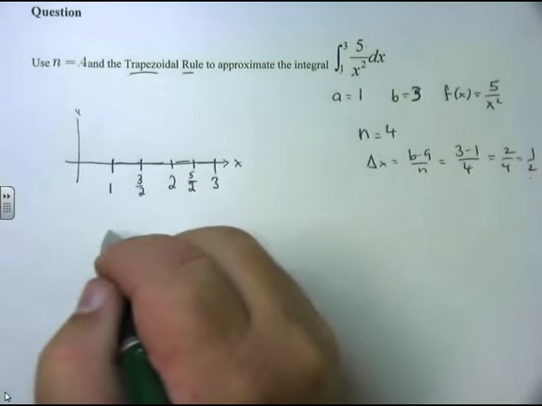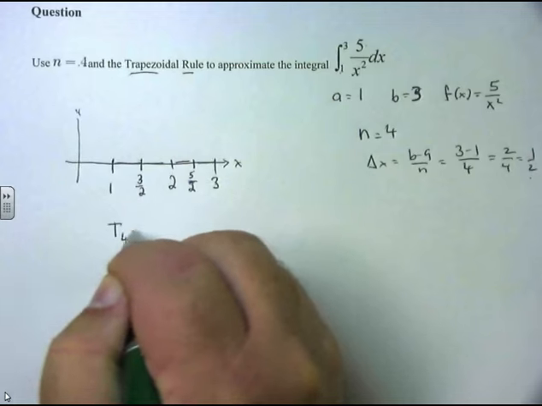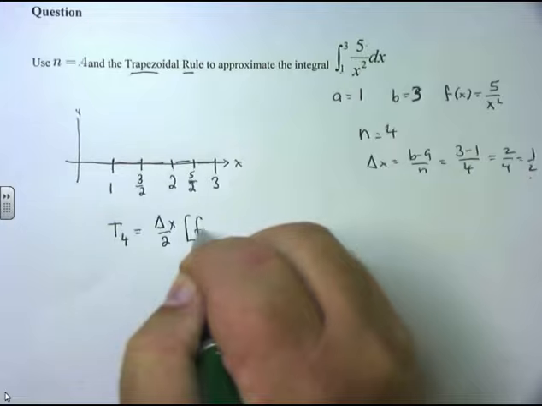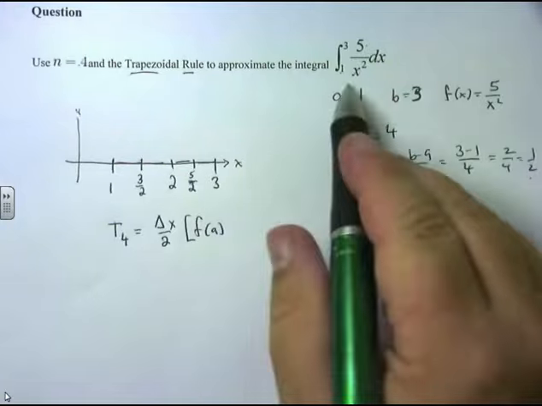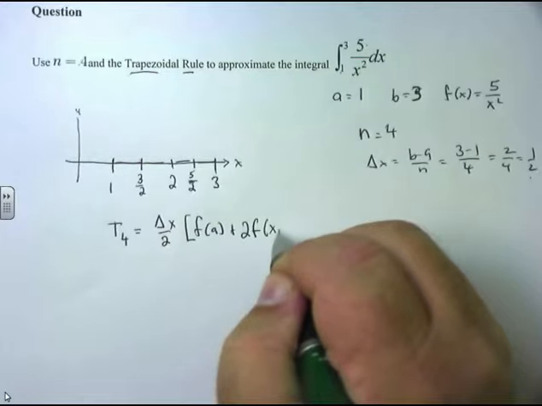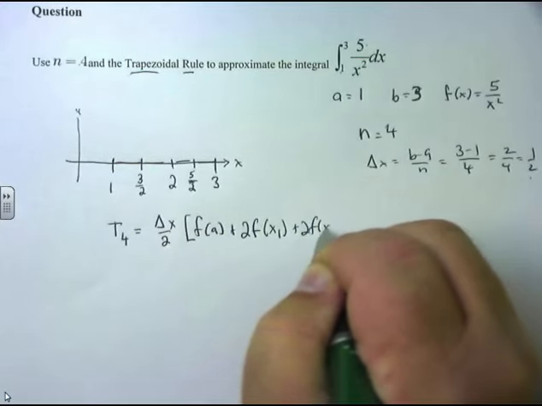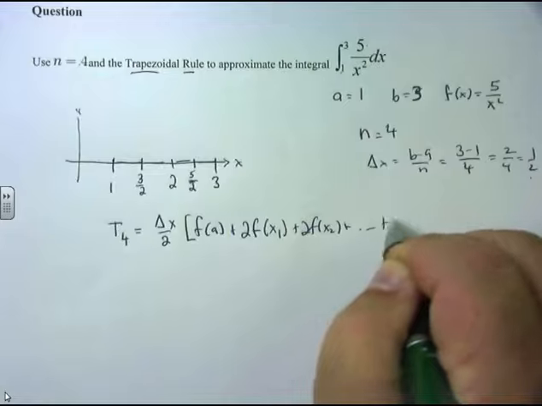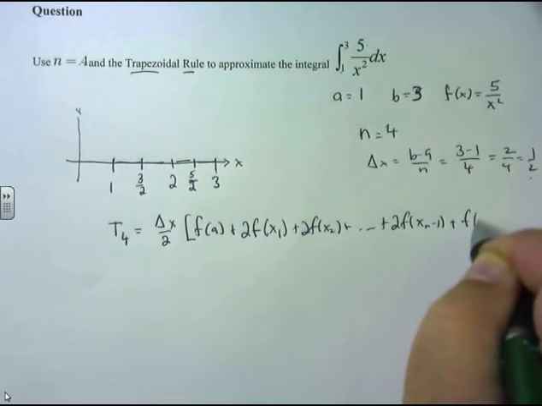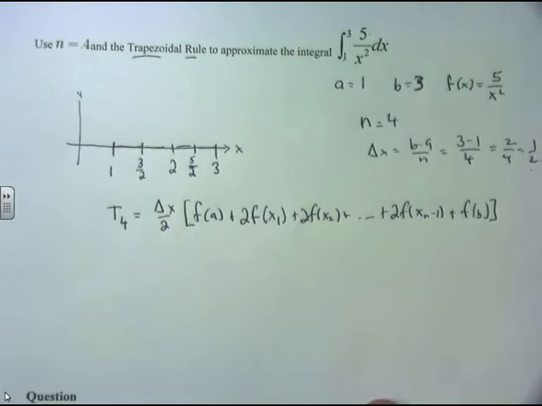So remember, the trapezoidal rule for 4 partitions would be delta x divided by 2 times f of a, your first bound point, plus 2 times all the internal points, f of x1 plus 2 times f of x2 plus dot dot dot plus 2 times f of xn minus 1, plus f of b, your last point.